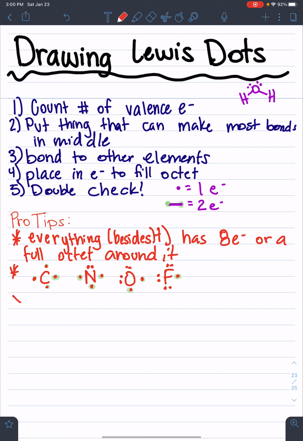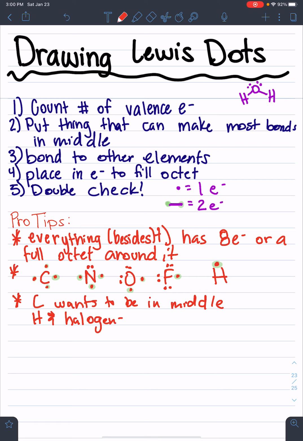It also leads to our next pro tip, which is that usually your carbon wants to be in the middle. And then usually, you'll also remember H's Lewis dot structure looks like this, so it always wants to make just 1 bond. So usually your hydrogen and things called the halogens, the things in group 7A, like fluorine and chlorine, those ones want to be on the outside.